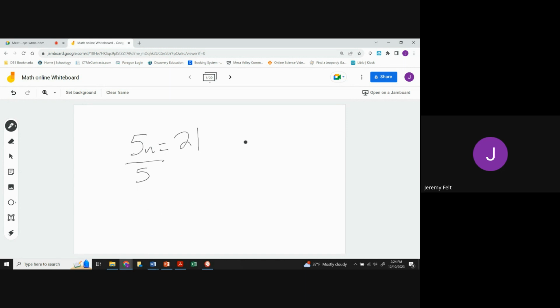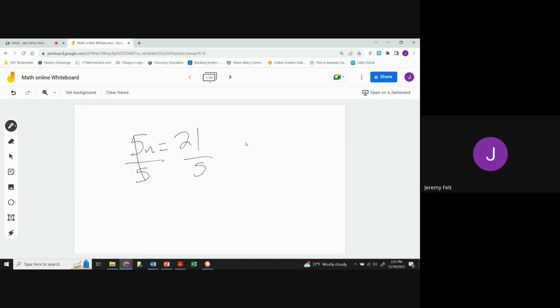If I'm subtracting, I need to add. If I'm multiplying, I need to divide. If I'm dividing, I need to multiply. And this equal sign, again, is like a scale. If I do something to one side, I can't just do it to one side and not the other, where it will become unequal. So I've got to keep them equal.